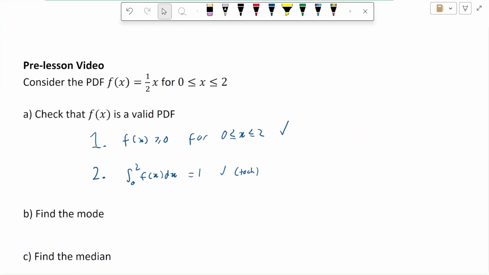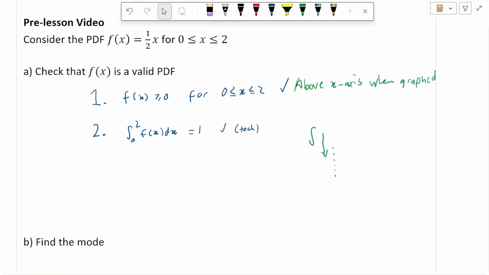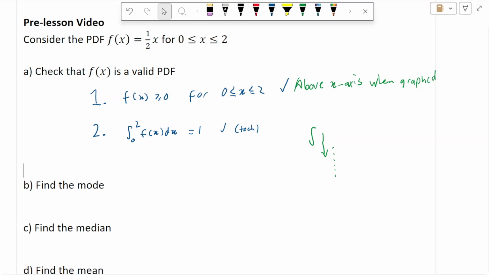Just really important, if it's a show that question, you actually should give some more explanations. So you could say above x-axis when graphed. And if this integral was a show that question, you should do all the definite integral working, which I really recommend practicing. Okay, next up, find the mode.